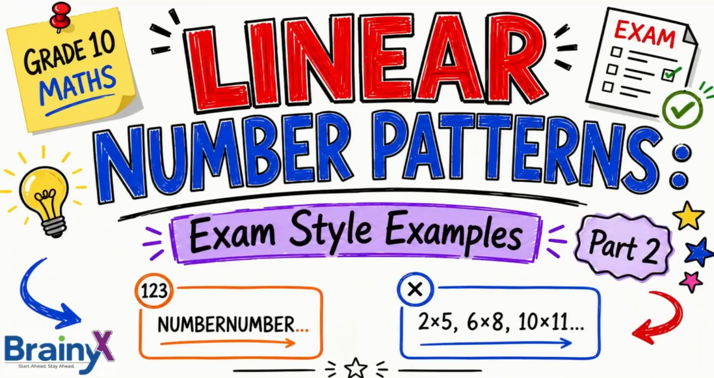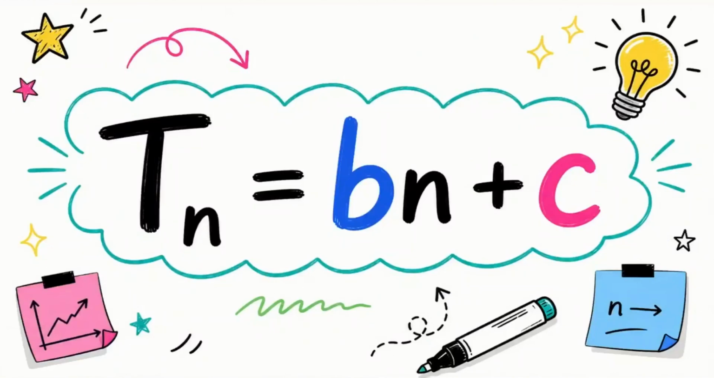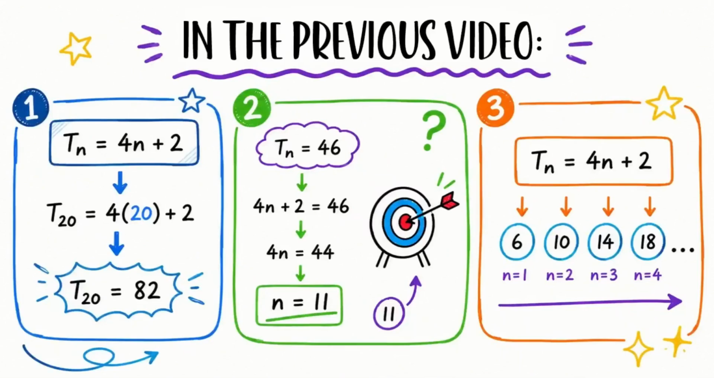In the first two videos of this playlist, we learned how to find the general term of a linear number pattern and how to use that general term to answer different questions. If you missed those lessons, you can follow the link on the card in the top right corner or in the description below. In this video, we are going to look at two exam-style number pattern examples. Let's start with our first example.